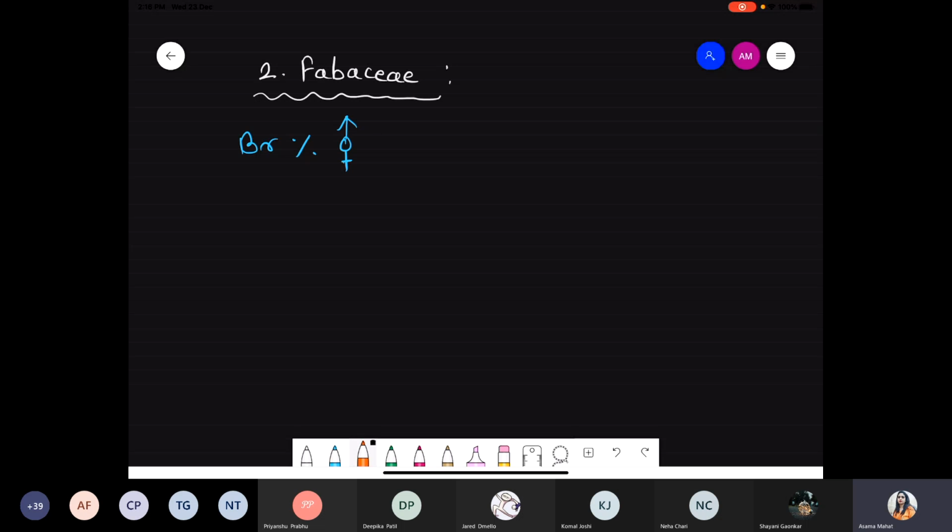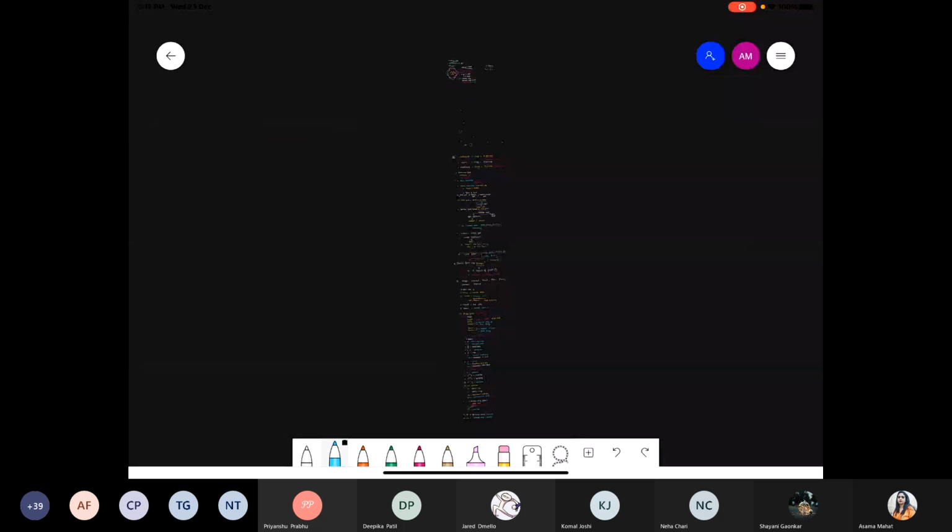Now we are talking about K, that is calyx. Again bracket and 5, it means that a total of 5 sepals are present, and all those sepals attach with each other, they join with each other. After the K we are talking about C, and C is nothing but the corolla.